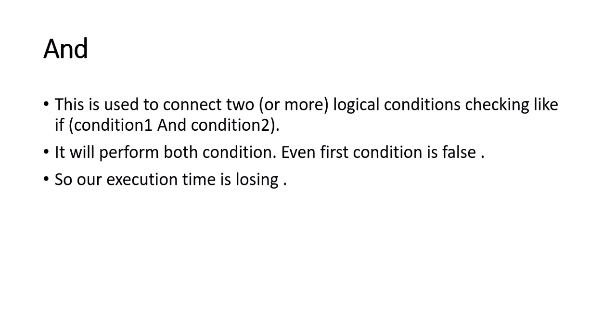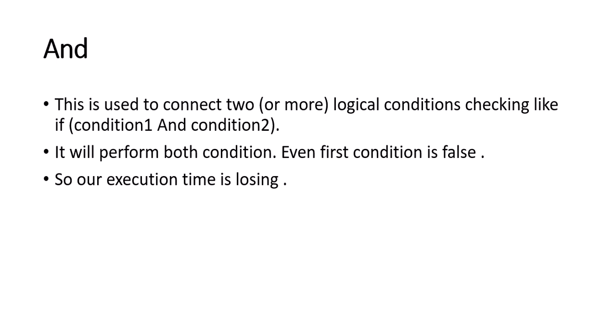Now And. And is used to connect two logical conditions, for example condition 1 and condition 2. It will perform both of the conditions. Even if the first condition is false, it will perform the second condition as well. So this particular operator you cannot use in the example which I gave you previously, right? If the table is nothing, then its row count definitely is not greater than 0, right? So if you use And in that case, then you will get an exception. You will only use this operator when you want to check both of the things.